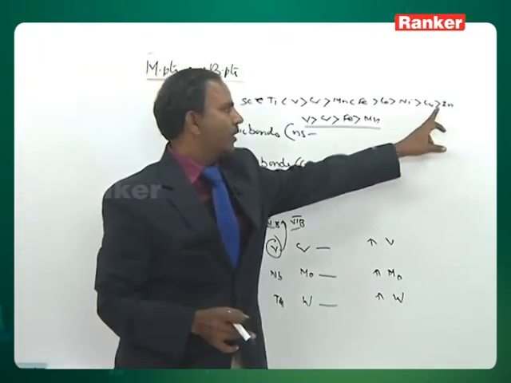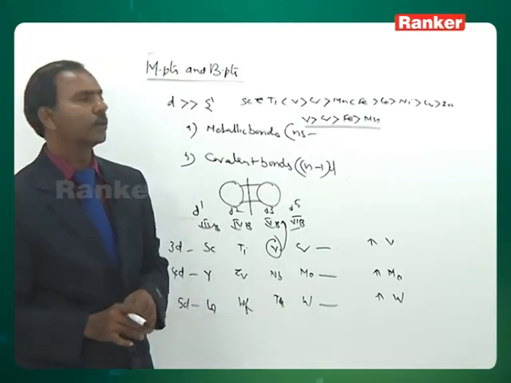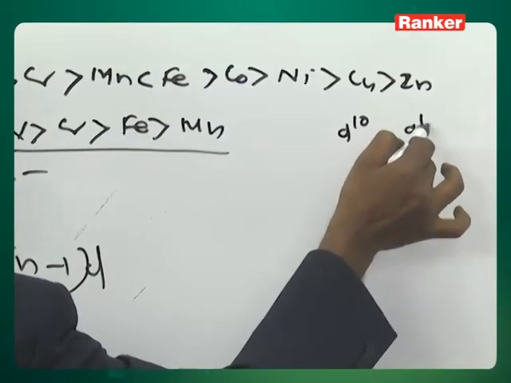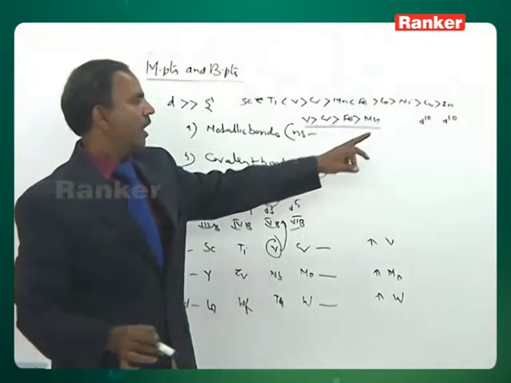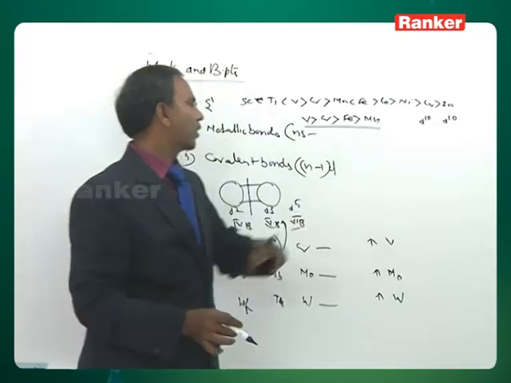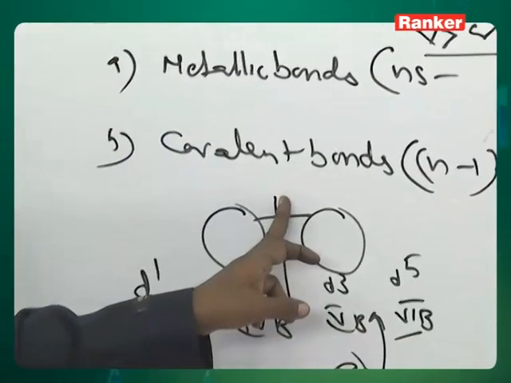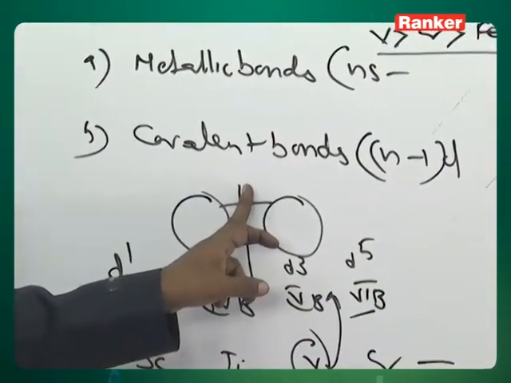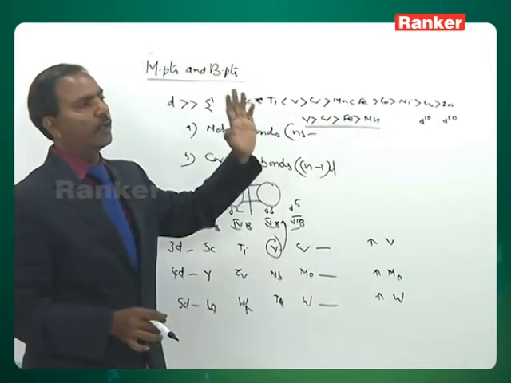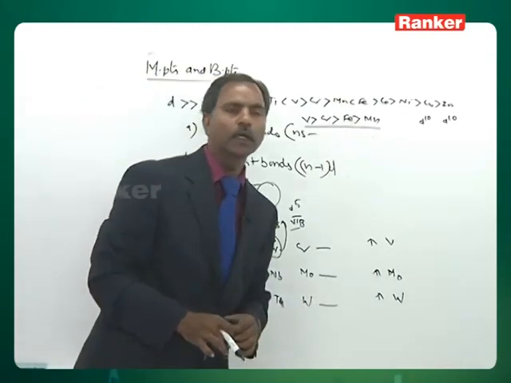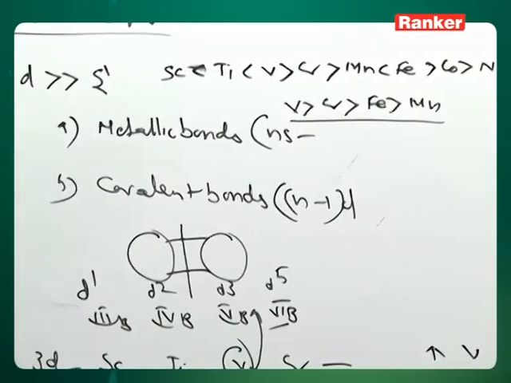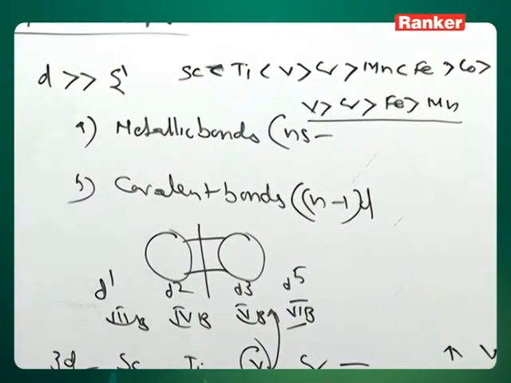These four elements, you remember the order of melting points. Next, copper and zinc generally have low melting points. What is the reason? In the case of copper and zinc, d10 electronic configurations are there. Once they have fulfilled d orbitals, d10 electronic configuration, they cannot form any covalent bonds. Covalent bonding is not possible in copper and zinc. Therefore, they form only one type of bond, and their melting and boiling points are comparatively less. This is about the melting and boiling points of d block elements.